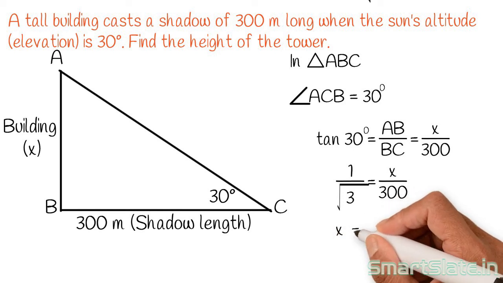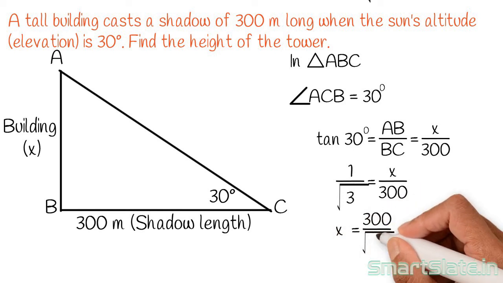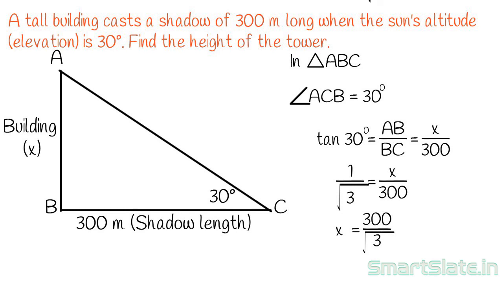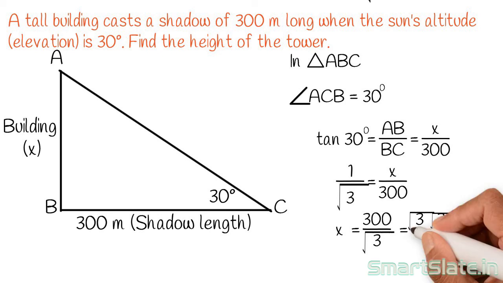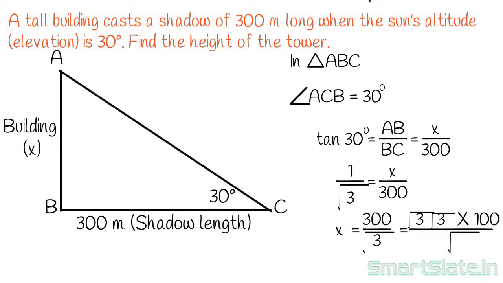So, x is equal to 300 by square root of 3. 300 can be written as 3 into 100. 3 can be written as square root of 3 into square root of 3. Hence, x is equal to square root of 3 into square root of 3 into 100 divided by square root of 3. Cancel the terms square root of 3. x is equal to 100 into square root of 3. So, the height of the tower is equal to 100 into square root of 3.